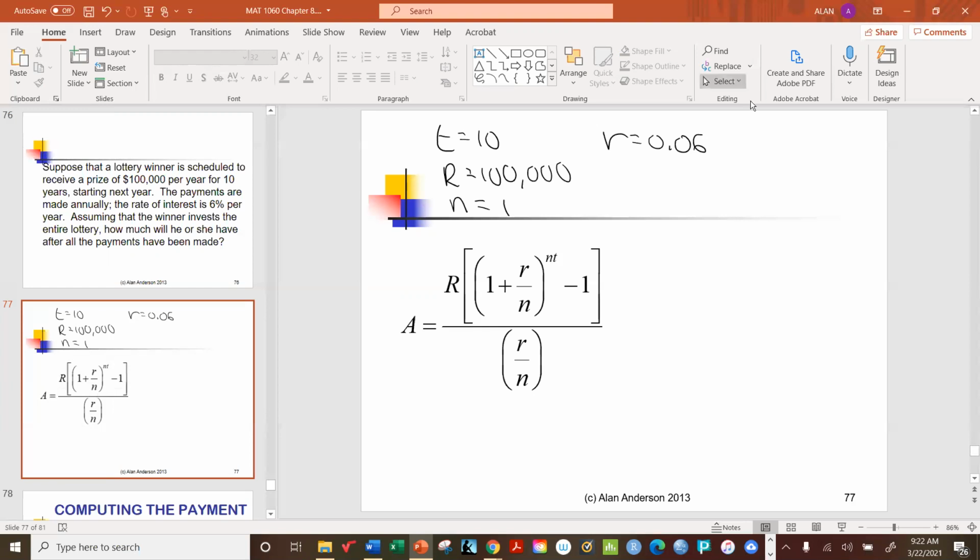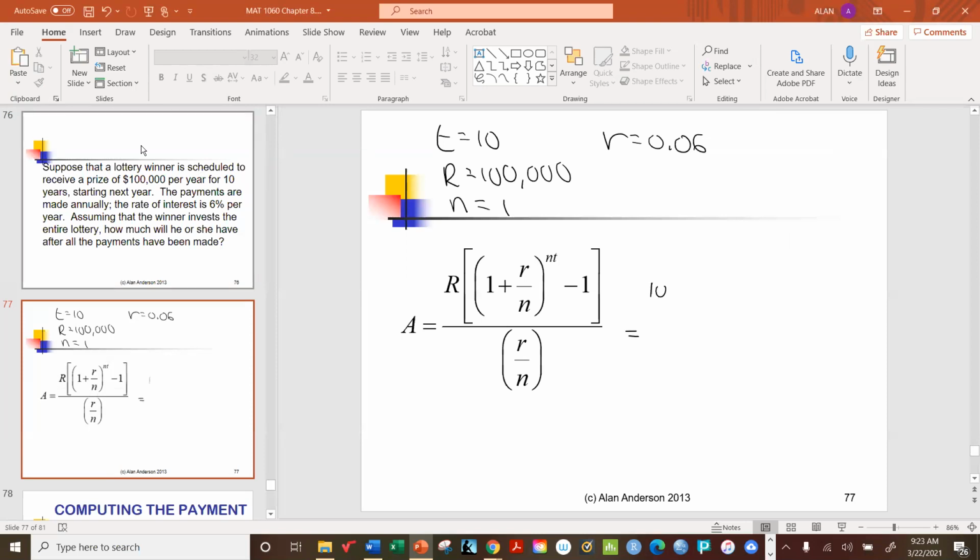Oh, we have an answer. Oh, that was fast. Is it $1,318,079.49 or 50 cents? Yes, it is. My God, that was fast. You see, this formula isn't that scary after all, is it? So how did you get that?